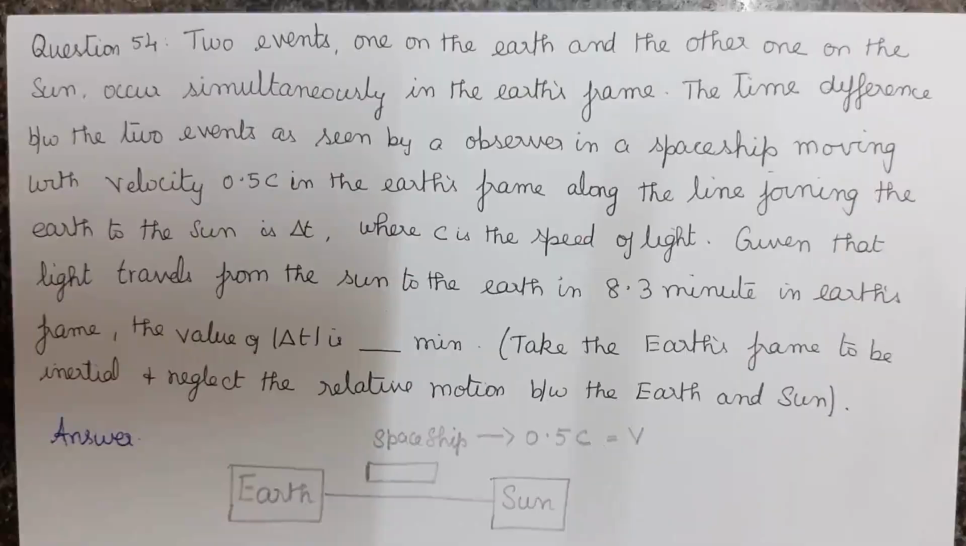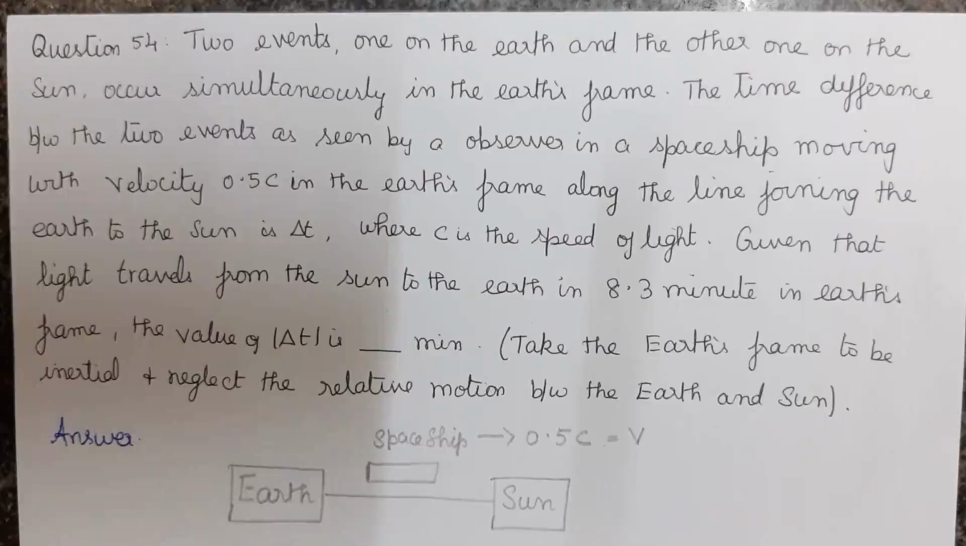Two events, one on the earth and the other on the sun, occur simultaneously in the earth's reference frame. The time difference between the two events as seen by the observer in a spaceship moving with the velocity 0.5c in the earth's frame along the line joining the earth to the sun is delta t, where c is the speed of light. Given that light travels from the sun to earth in 8.3 minutes in earth's frame, the value of delta t is dash minutes. Take the earth's frame to be inertial and neglect the relative motion between the earth and the sun.